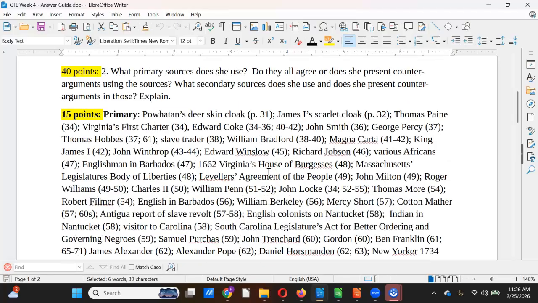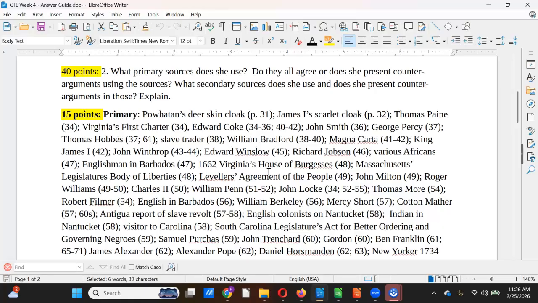And for that, it's not just enough to tell me the types of sources. You needed to give me specific examples of her primary sources. And she uses a lot. Now, many of you mentioned Locke, but there are also, good Lord, look at this. She uses Powhatan's deerskin cloak on page 31, comparing it to James's scarlet cloak on page 32. She uses Thomas Paine on page 34, the Virginia's first charter on page 34. She uses Edward Coke, 34 to 36, 40 to 42.